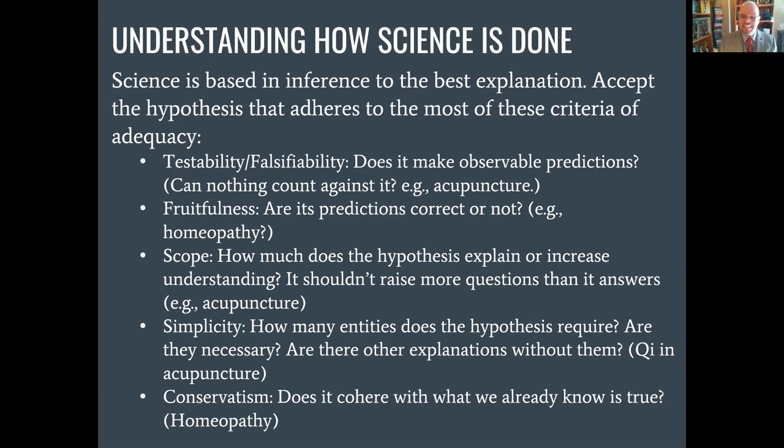Simplicity. How many entities does the hypothesis require? Are they necessary? Are there other explanations without them? The more entities and assumptions a hypothesis requires, the less simple it is, and the less adequate it is, and thus the less scientific it will be. Chi and acupuncture is kind of an extra assumption you have to make that suggests that it is pseudoscientific.